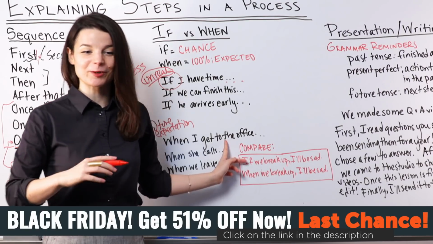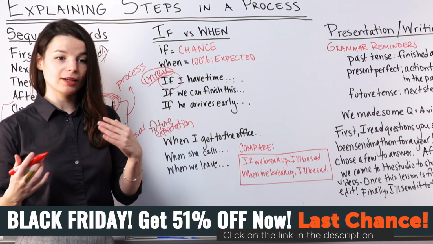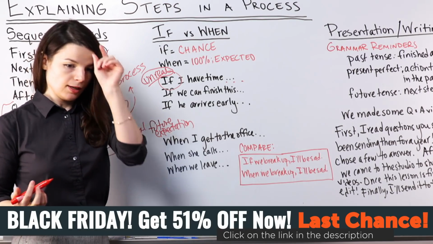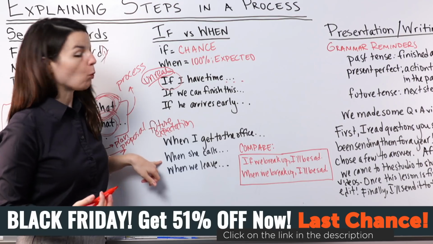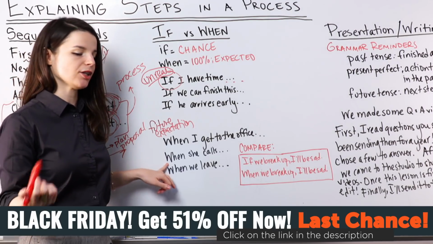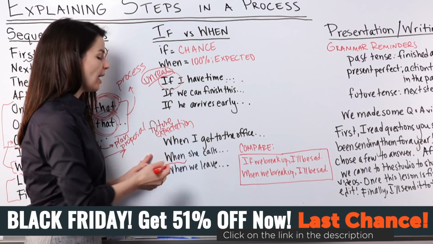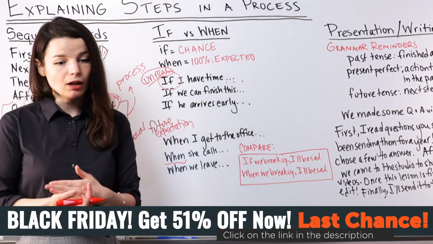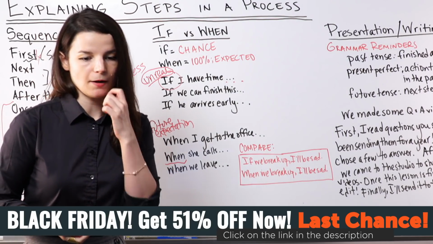So, I don't know, that's a weird request. So when I get to the office, I'll go to my desk. Something simple is fine. Another example. When she calls, give her the information. Again, there's an expectation here. We know this is going to happen. There's a plan. When she calls, give her the information.